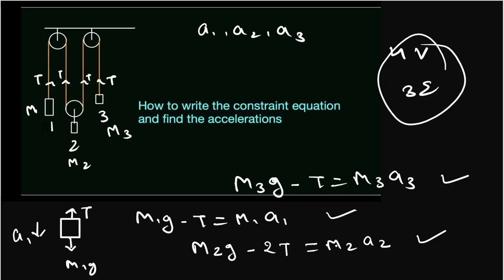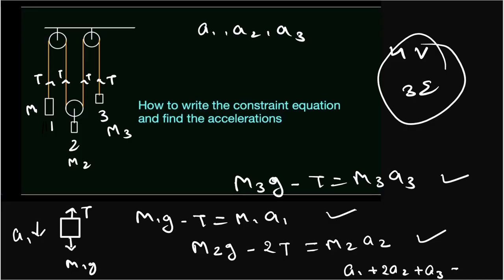Remember, here we have three equations, but we need one more equation, the equation which relates the acceleration of all three blocks. Now we got that equation, a1 plus 2a2 plus a3. So now we can write the fourth equation, a1 plus 2a2 plus a3 is equal to 0. Now we have four equations, four variables. Very easily we can solve all these four equations and find the values of tension, a1, a2 and a3. I hope you understand this.